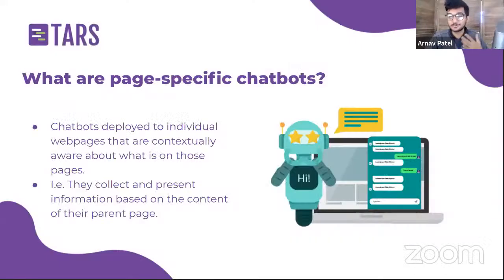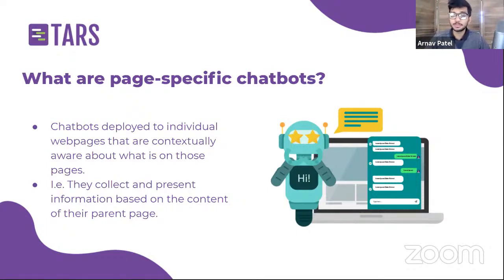And a good starting point is to first define what a page specific chatbot is. Essentially, a page specific chatbot is when you create separate chatbots for individual web pages on your site that are contextually aware about what's on those pages. So you can think about it, as I have in the second point over here, as chatbots that collect information and deliver information that is specific to their parent page. Whichever page the chatbot is embedded in, it delivers a different set of information based on what's on the page.